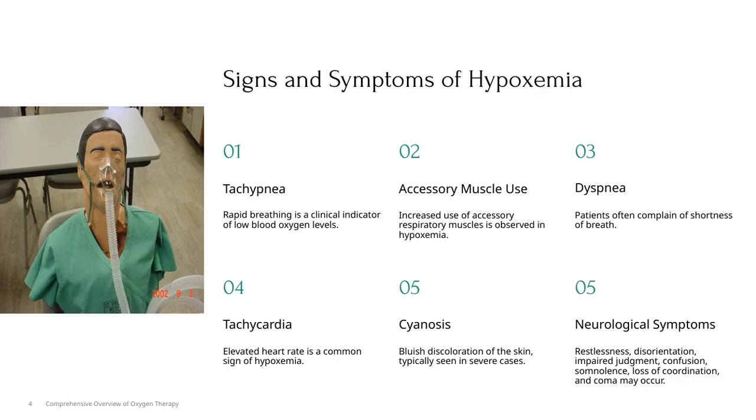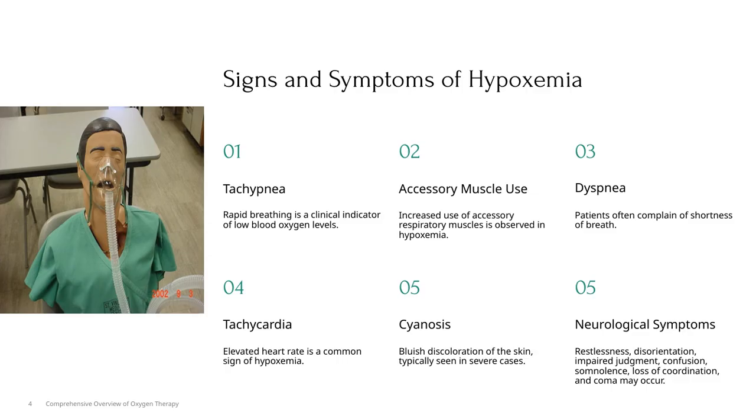Now, aside from neurological signs, there are visible physical indicators as well. For example, bluish discoloration of the skin, known as cyanosis, typically appears in severe cases where oxygen levels are critically low. In terms of cardiovascular responses, an elevated heart rate, what we call tachycardia, is a common reaction to hypoxemia. It's the body's way of trying to circulate more oxygen-rich blood. Patients often complain of shortness of breath, or dyspnea, which is a subjective feeling of not being able to breathe comfortably. This is a key symptom that alerts us to respiratory distress.